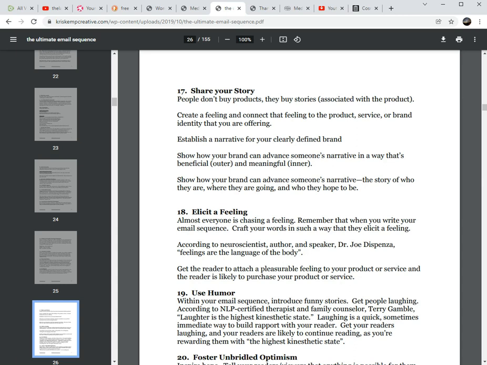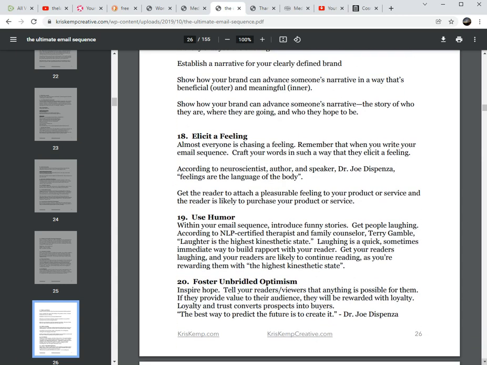So number 18, elicit a feeling. Remember, almost everyone is chasing a feeling. So what you want to do is elicit that feeling. According to neuroscientist, author, and speaker Dr. Joe Dispenza, feelings are the language of the body. So get the reader to attach a pleasurable feeling to your product or service, and the reader is likely to purchase your product or service.